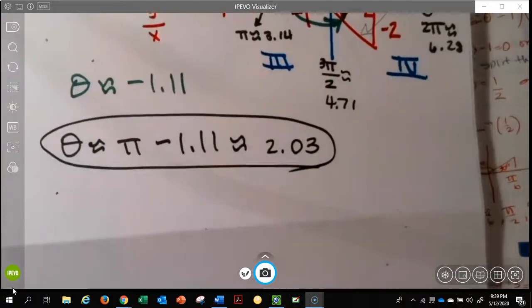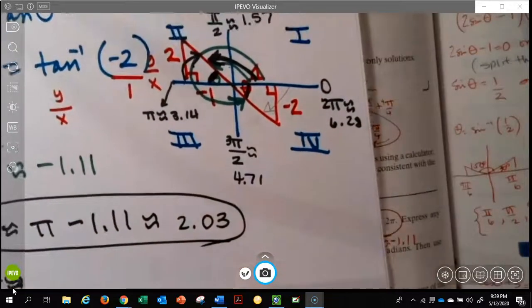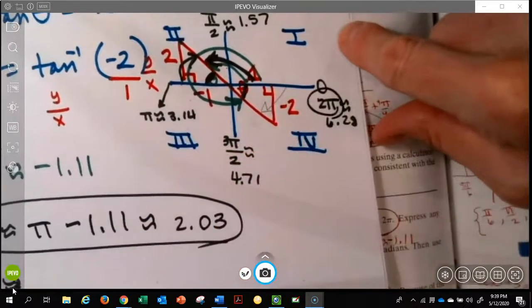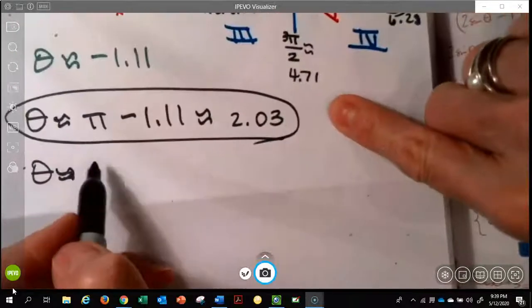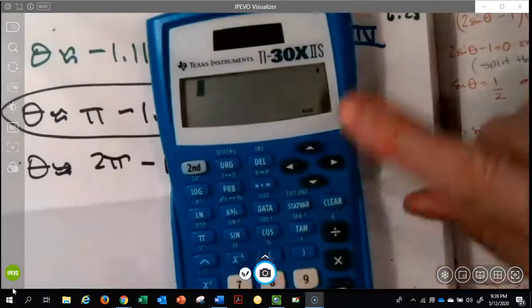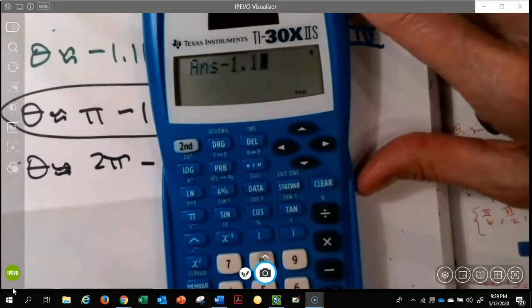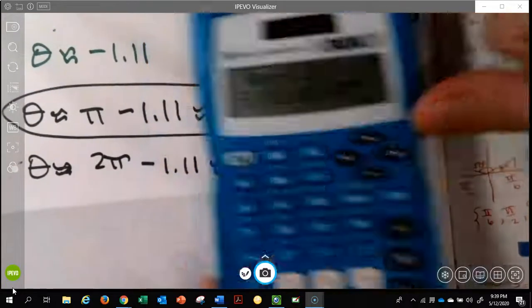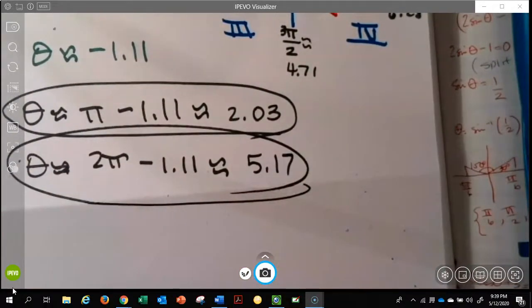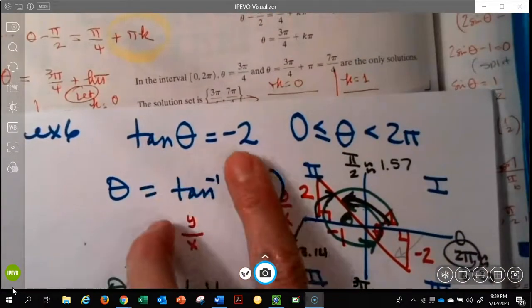But wait, there is more. So I probably have another theta. If I'm backing off 1.11 here, this over here is 2 pi. So I'm going to need to start at my 2 pi and back off that 1.11. Here we go, clear, clear, clear. My 2 times my pi is worth this. I'm going to back off my 1.11, and I get 5.17. These are all of the possible thetas that, once we take the tangent of them, we should get -2.